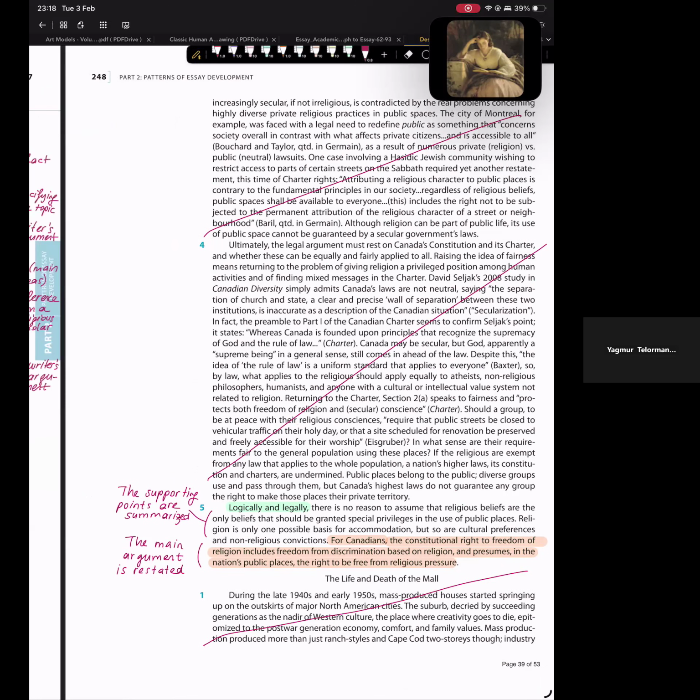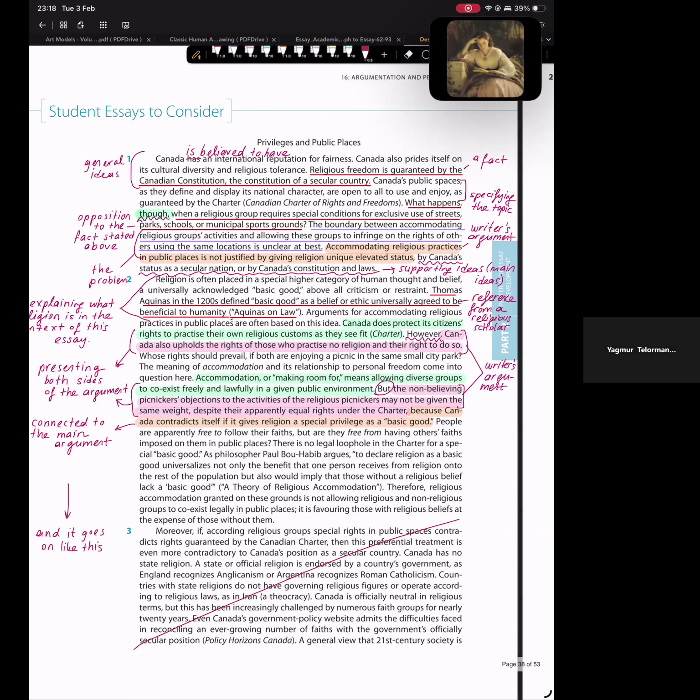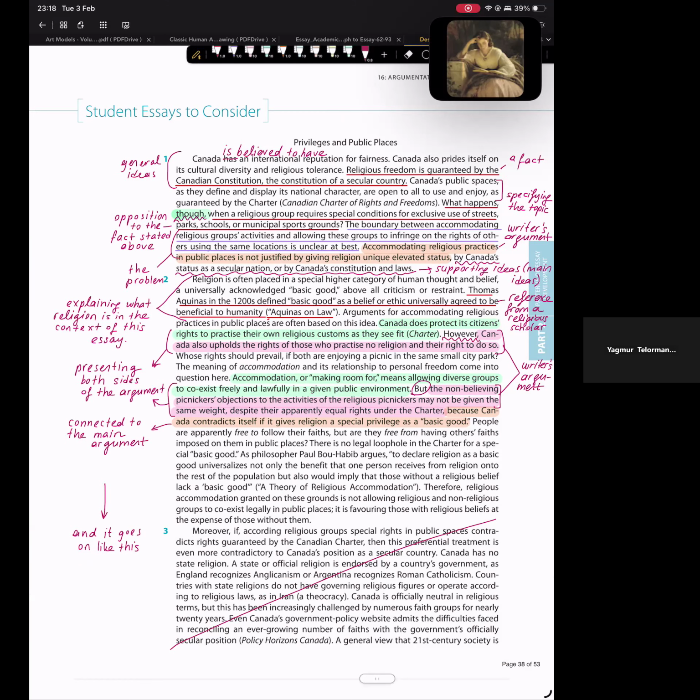Please pause the video now and read these three paragraphs of the first essay. And when you finish reading, please continue watching the video. Now I am moving on to my analysis of these parts of the first essay, which is called Privileges and Public Places. Let's have a look at the introduction first.